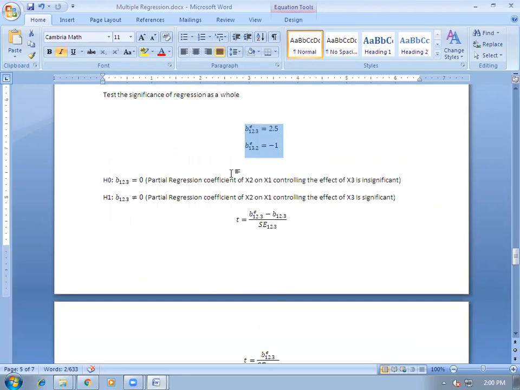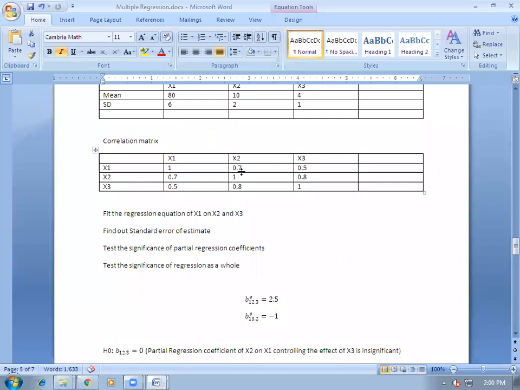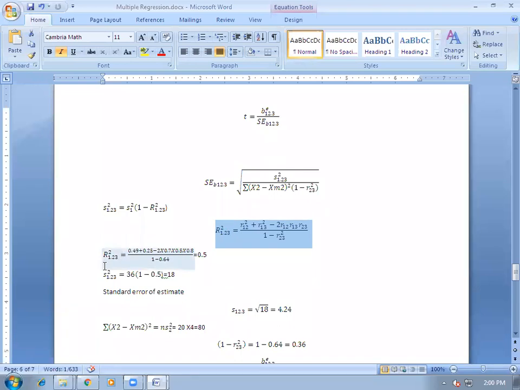Now, for testing the significance of these regression coefficients, first of all, we will calculate R1.23 square, by substituting the values of R12 square, 0.7, R13 square, R12 .7, R13 .5, and R23 .8. In this formula, we will calculate R1.23 square, it will be 0.5.